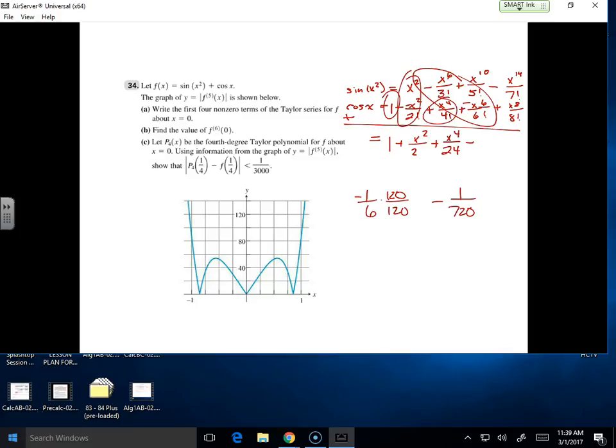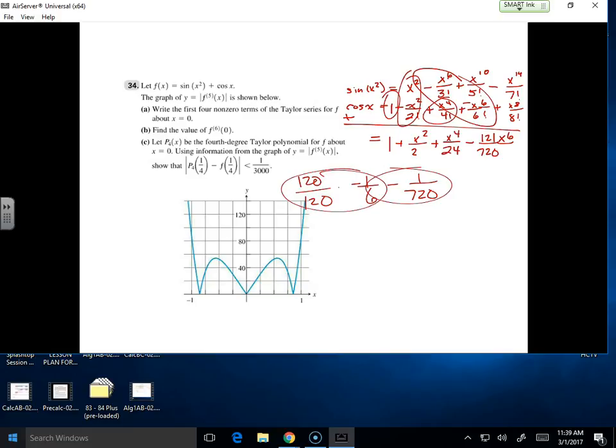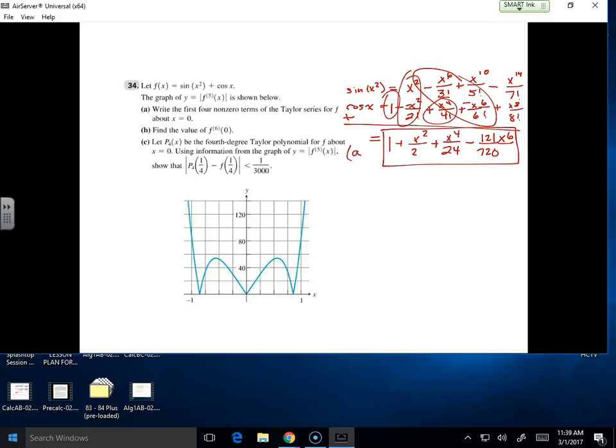So negative 121. Wait, I don't know. That's negative 1/6 minus 1 over 720, right? Oh, and I have to get common denominators. I keep multiplying. So negative 120 minus 1 is negative 121 over 720. It's been so long since we've done numbers. Okay, letter A done. Yay, cosine. That was fun.